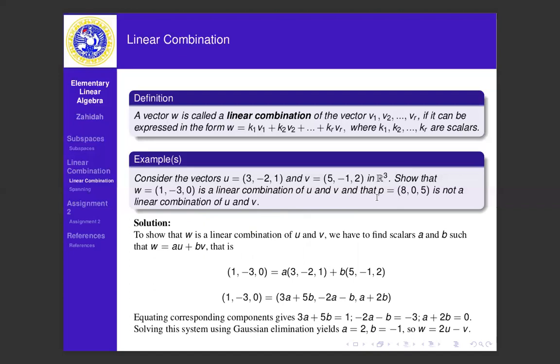What about our vector P here? Our vector P here is not a linear combination of U and V. It means we don't have scalars such that P equals A times U plus B times V. But how to show that such scalars do not exist?